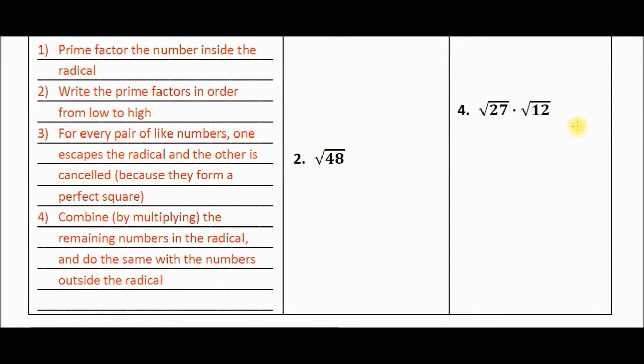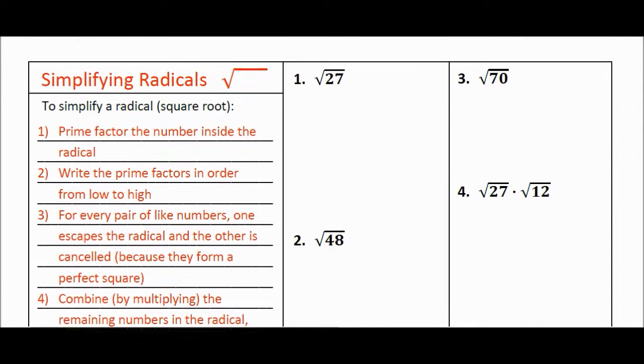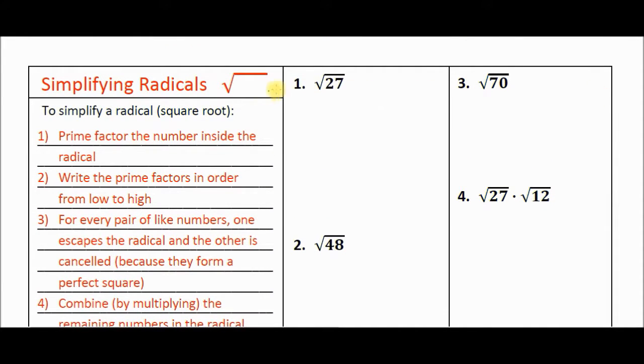Let's go ahead and do a couple examples in our flip book. So we'll take a look at the square root of 27. Step number 1 says prime factor the number inside the radical. So I'm going to do that right now. I'm going to write the number 27 over here. Let's go ahead and prime factor that. I know that 27 is 3 times 9.